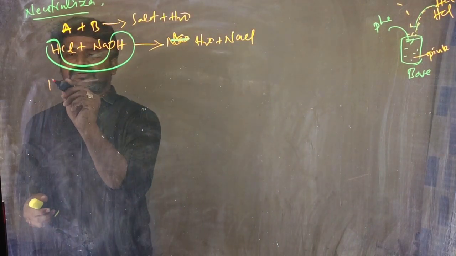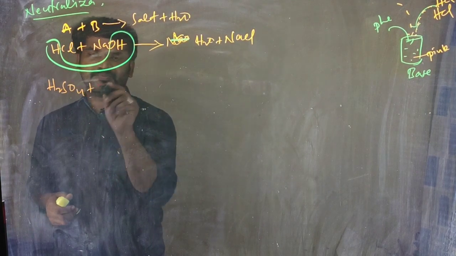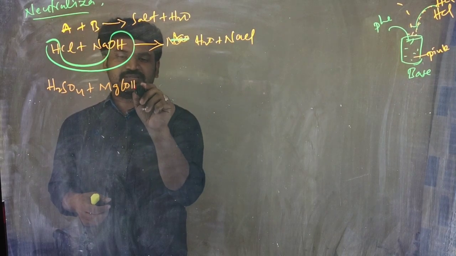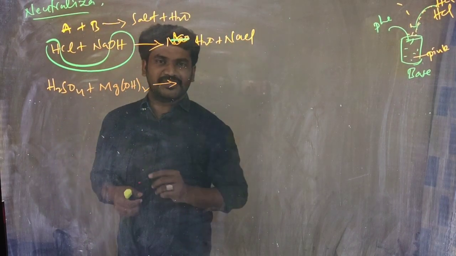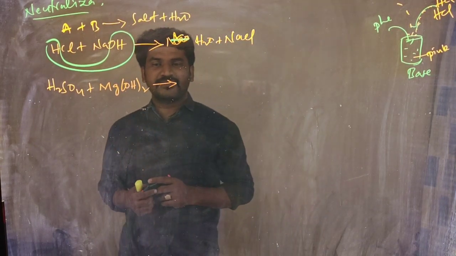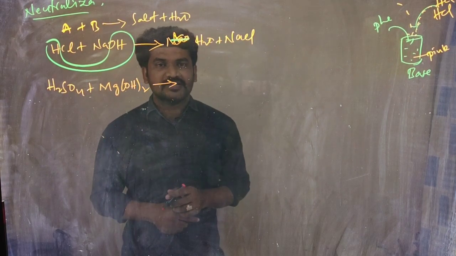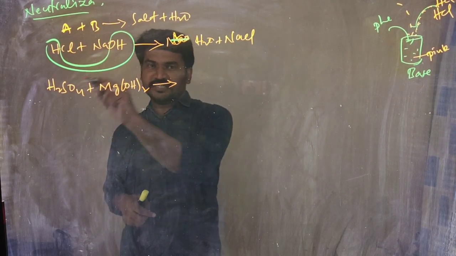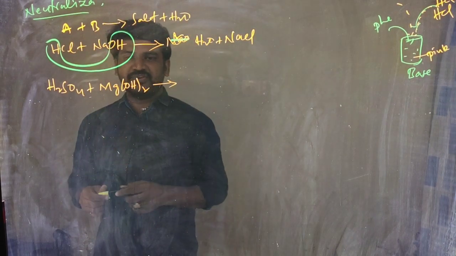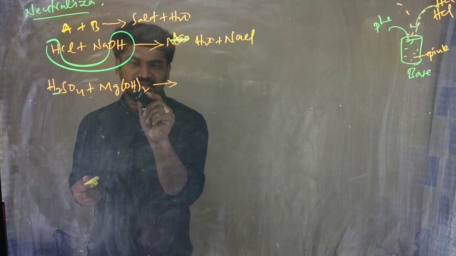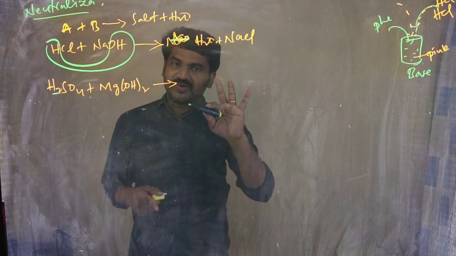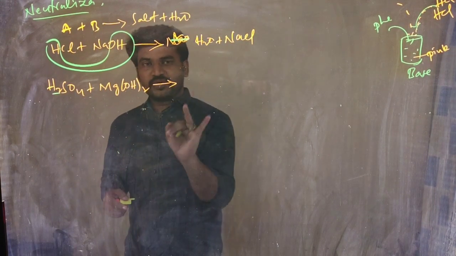So we'll take H2SO4 plus I'll take here Mg(OH)2, magnesium hydroxide. H2SO4 is sulfuric acid, right? Sulfuric acid and magnesium hydroxide, right? Now you see this, in this reaction we have 2 hydrogens and here 2 hydrogens plus 2 oxygens, totally 4 hydrogens plus 2 oxygens are there.